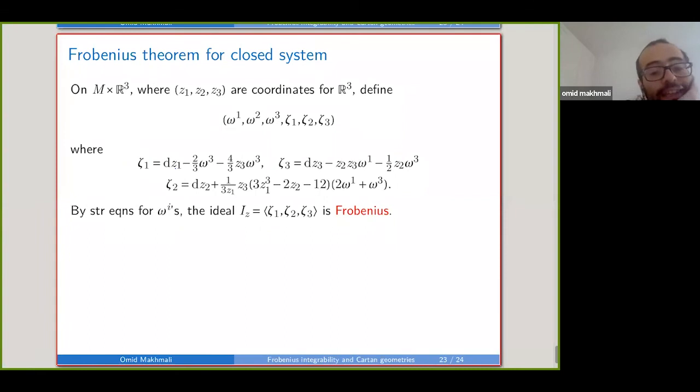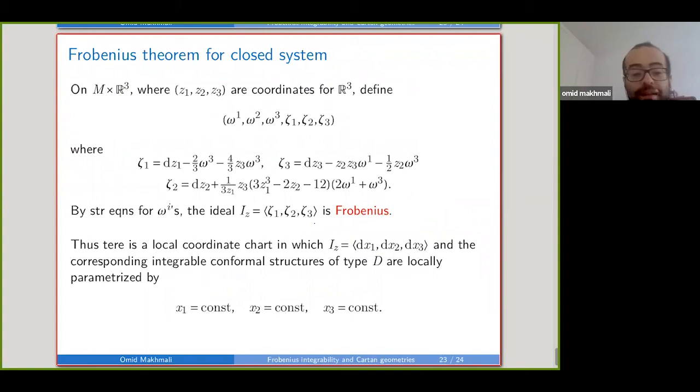And one can check that, consider this ideal, and because of the structure equations for the omegas, one can immediately check that this Pfaffian system is Frobenius. So what does that mean? That means there is a local coordinate system such that this Pfaffian system can be written like this for three coordinates x1 to x3. And for each value of x1, x2, and x3, this corresponds to a three-dimensional conformal structure on N given by omega 1, omega 2, and omega 3.